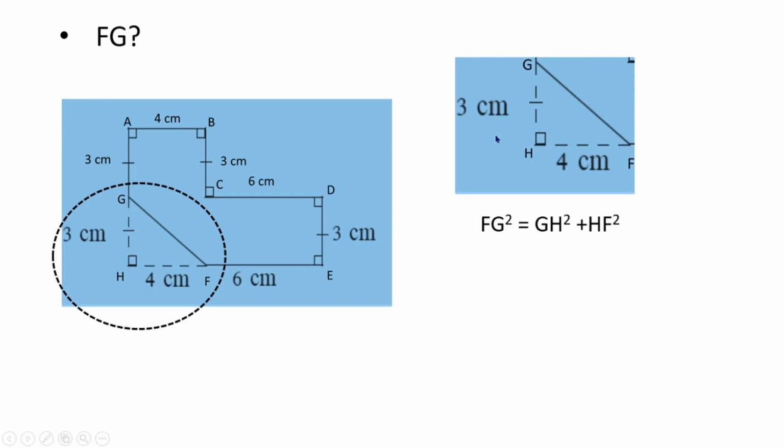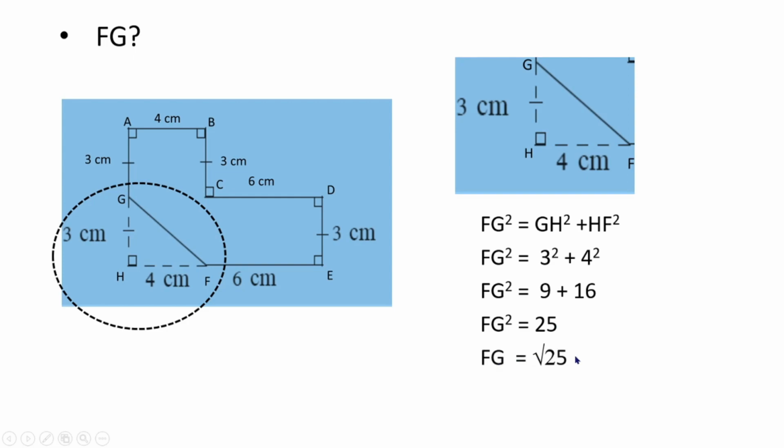GH here is given as 3 centimeters, HF is given as 4 centimeters. So FG squared is equal to 3 squared plus 4 squared. That is 9 plus 16, which is 25. So FG is the square root of 25, which is 5 centimeters.